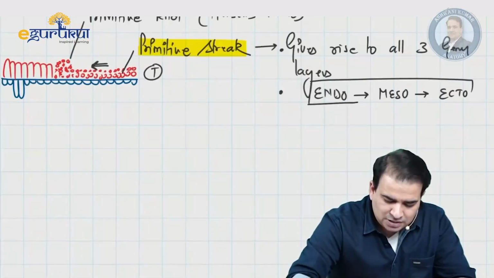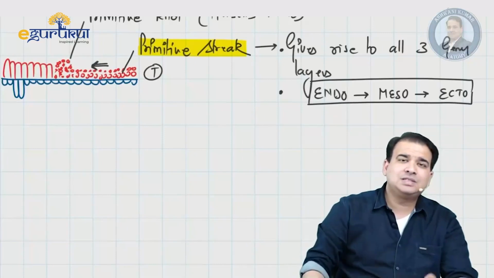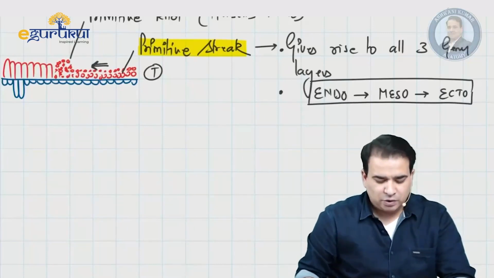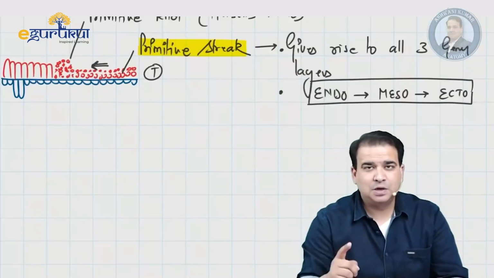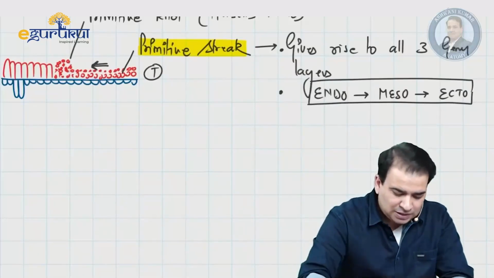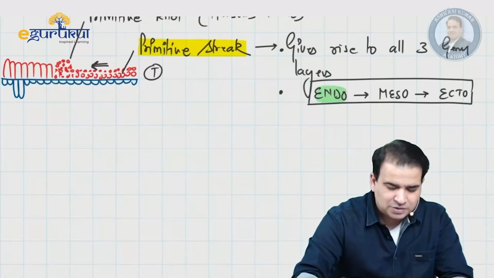In certain books it is written as endo, ecto and meso, which is not true. It is endo, meso and then ectoderm, which are formed by the primitive streak only, but the sequence is important. They have asked this question also, what is the first germ layer to form, and that obviously is what? Endoderm.